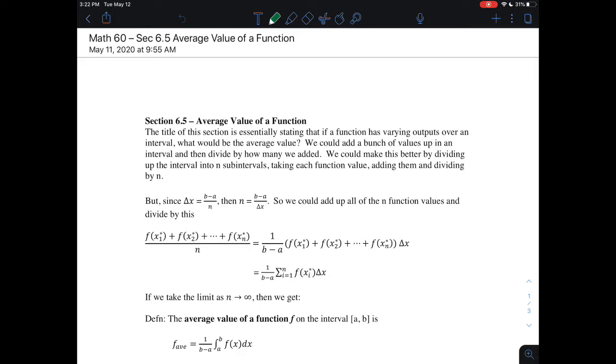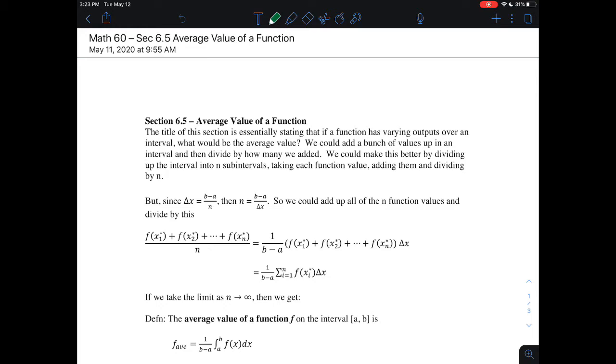So let's take the interval, divide it into n subintervals, taking each function value at each subinterval, adding them up, and then dividing by n. That's the number of things that we added up. But since we know that delta x is the same thing as b minus a divided by n, where a is the beginning of an interval and b is the end, and n is the number of subintervals, we could then rewrite n as b minus a divided by delta x. So we could add up all of the n function output values and then divide by this fraction for n.